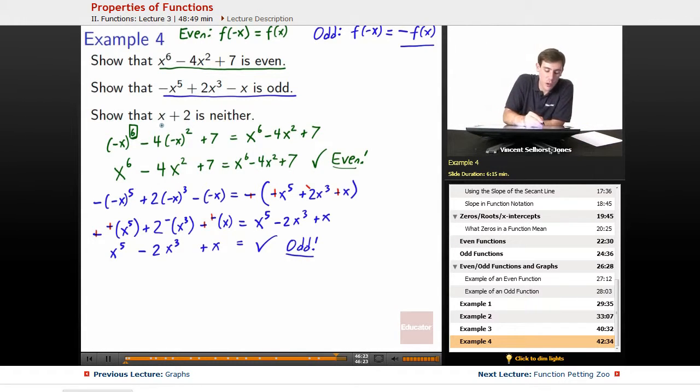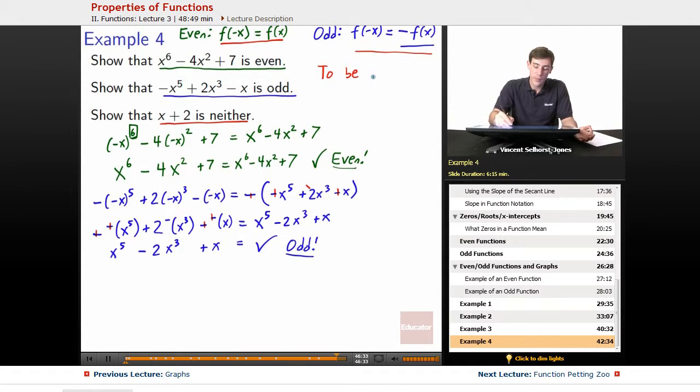Finally, let's show that x plus 2 is neither. So to be neither, we have to fail at being even and fail at being odd. So it needs to fail even and odd.